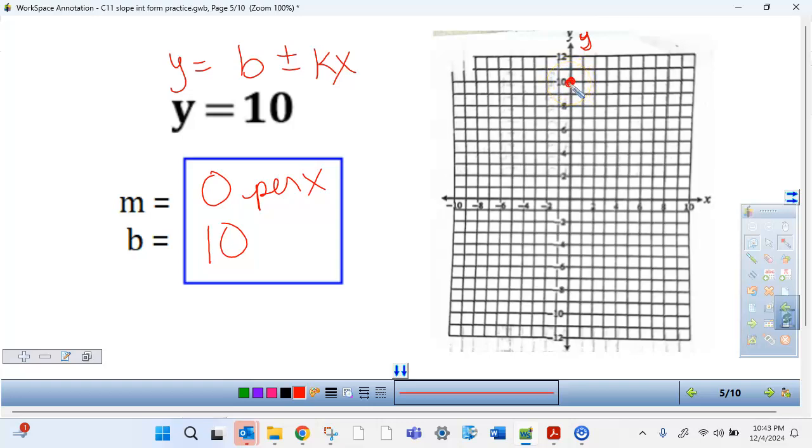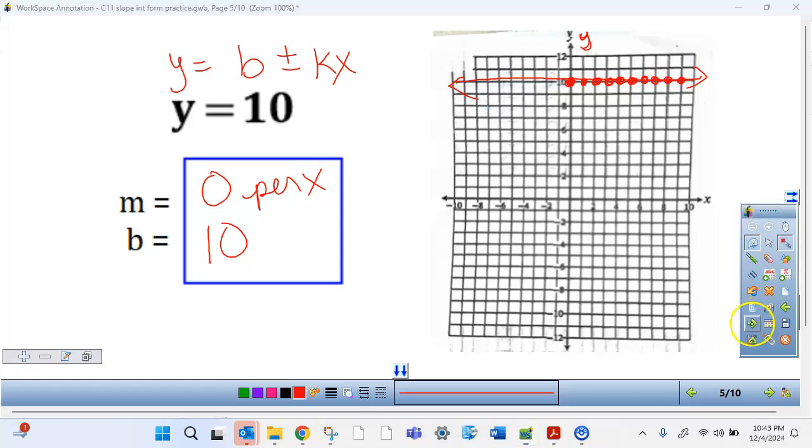And your rate of change is 0 for every x. So you're not going to go up for every x. You're not going to go down, however, for every x. You're just going to remain at the same spot for every x. And there is your graph.